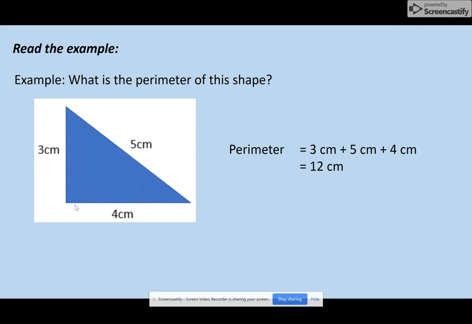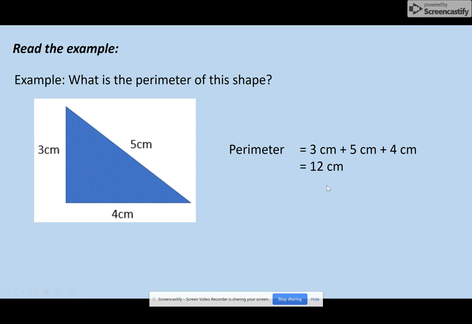So a quick example for this, you don't need to do this one, just read it on the screen. So if we had this triangle with the sides 3 centimeters, 5 and 4, if we were to walk around or trace our finger around the outside of this shape, we'd travel 3 centimeters, we'd travel 5, we'd travel 4, add them all together for the grand total of 12 centimeters.